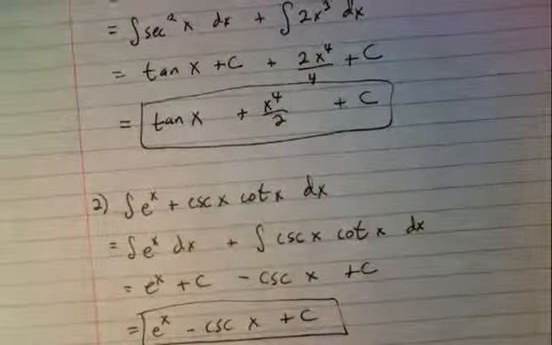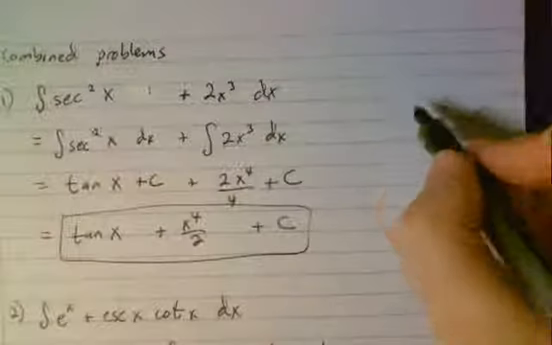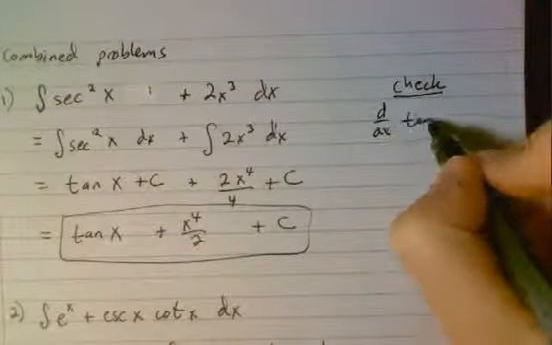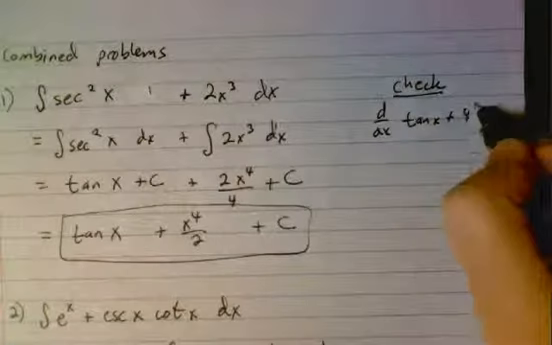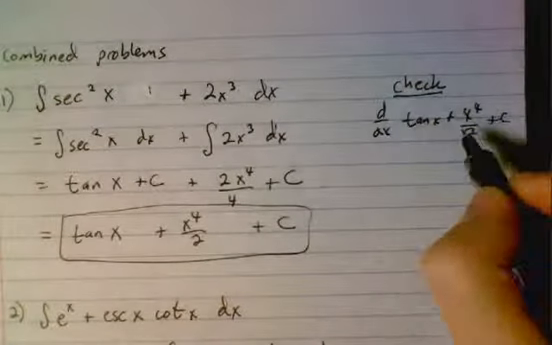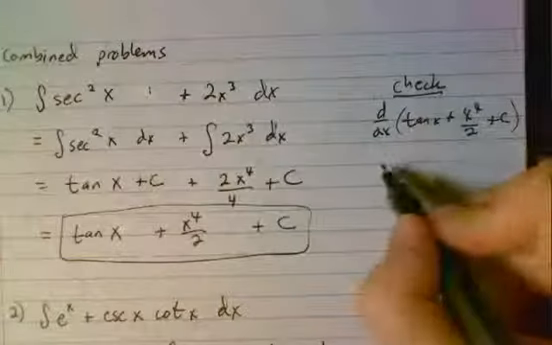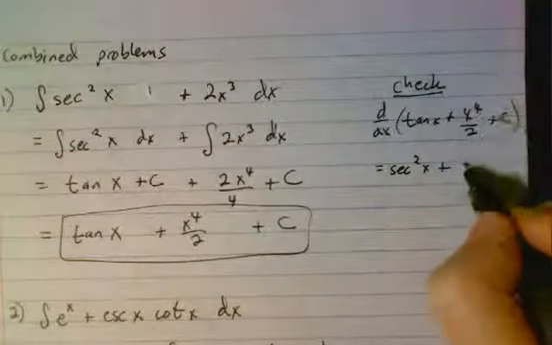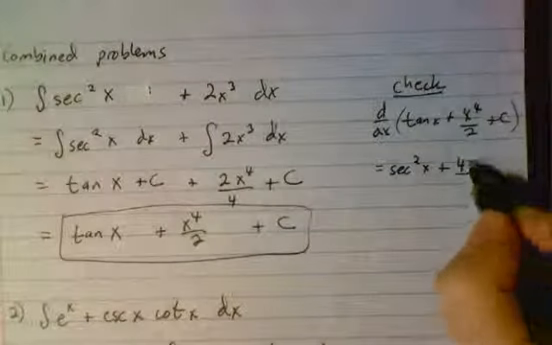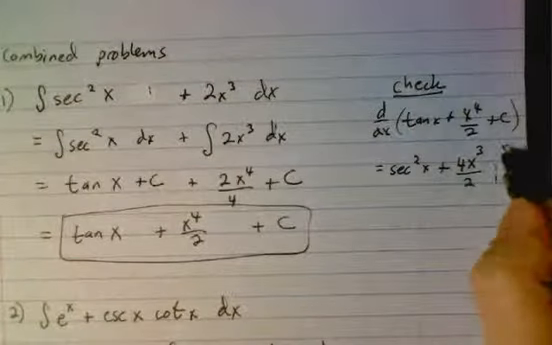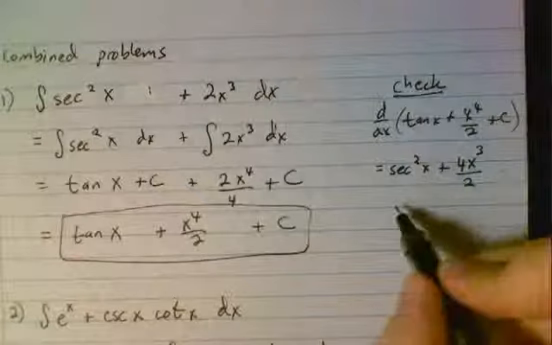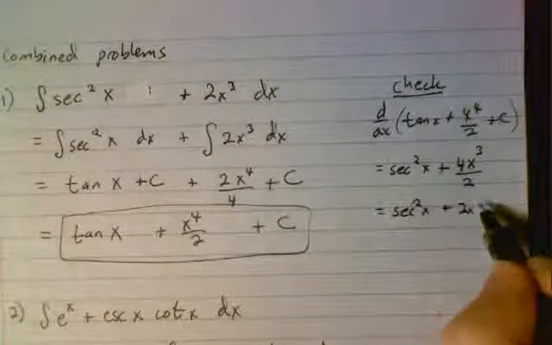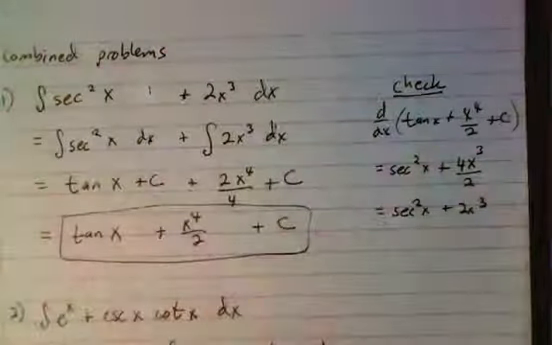And we can always check these by taking the derivative again. So here's my check. The derivative of tangent is secant squared. Here we bring down this 4, subtract 1 from the exponent, and the derivative of any number is just 0. So we should get secant squared x plus 2x to the 3rd. That's exactly what we had to start off with.